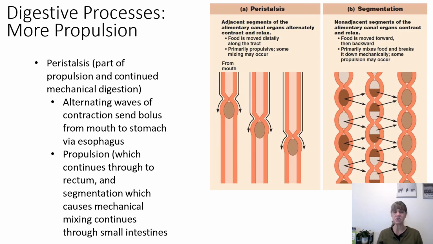Propulsion will continue through all the way to the rectum, and segmentation, which causes more mechanical mixing, will also continue through the small intestines. And in this slide, you can really see the difference between peristalsis, where there's a wave pushing longitudinally, and segmentation, where things are mixed up by segments within the alimentary canal.